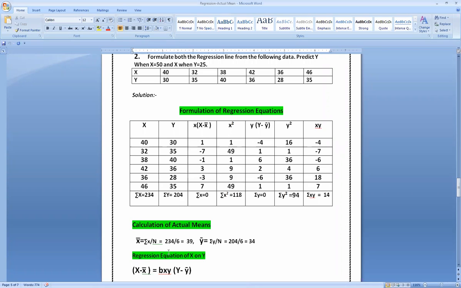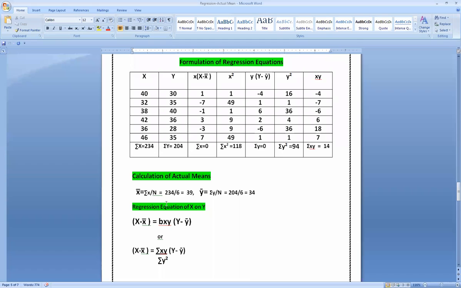Before doing the deviations, first let us calculate the value of x mean and y mean. So x mean is nothing but sigma x by n, that is 234 divided by 6, the value is 39. Similarly, we need to calculate the value of y mean. The formula is sigma y by n, that is 204 divided by 6. The value of y mean is 34. Let us substitute x mean 39 and y mean 34. We have to do all the deviations for x and y with this 39 and 34.